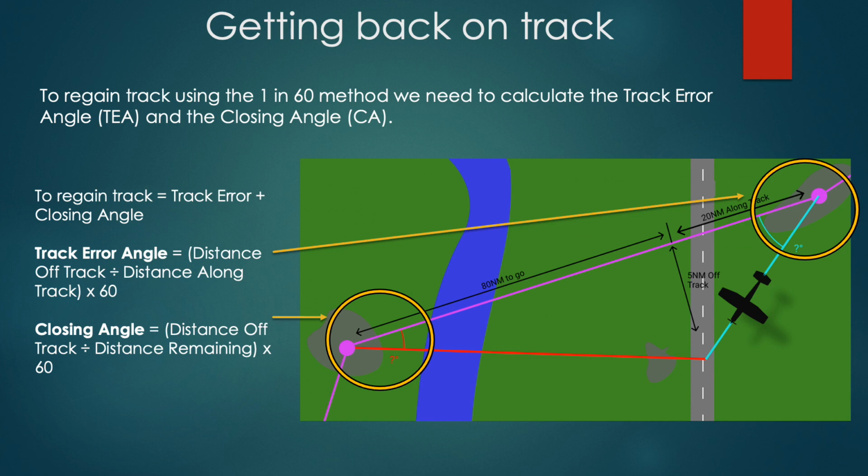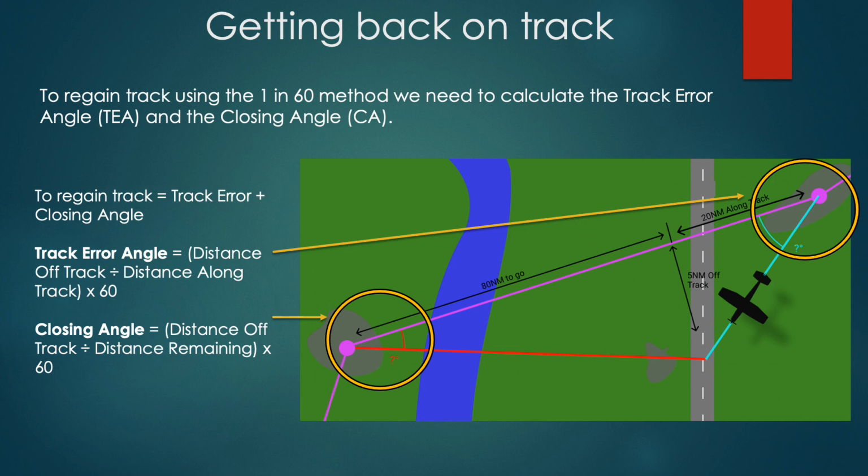So first thing we need to do is work out what our track error angle is, and that's that top right angle between our desired track and where the aircraft actually has flown to. Okay, and to work that out we need to find our distance off track, so how many nautical miles either left or right we are of the desired track, and then divide that by the distance along track, so how far we've travelled from our original destination based on our desired track, and times that by 60, which is going to give us a figure in degrees. Okay, so that's our track error angle.